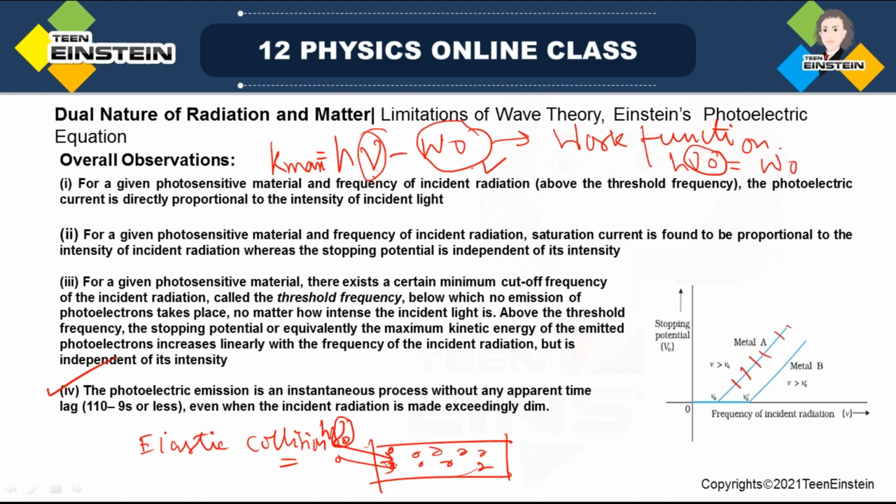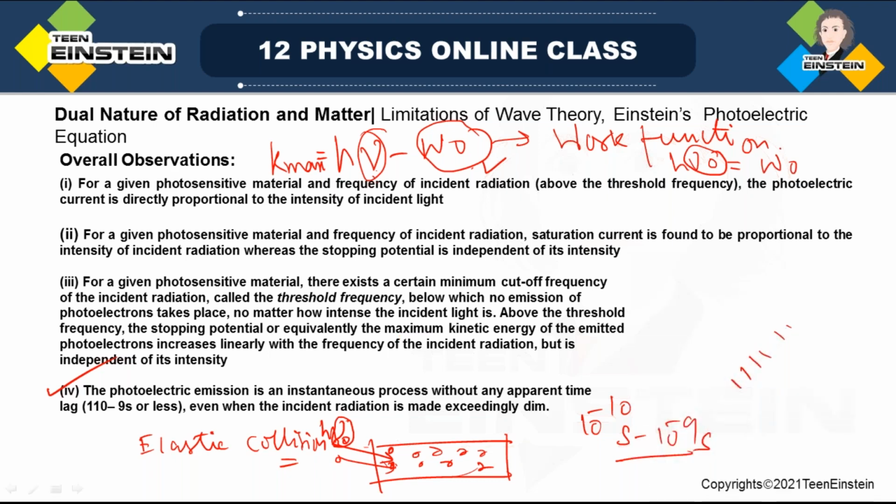That's how photoelectrons are emitted from the metal surface within about 10 to the power minus 10 second to 10 to the power minus 9 second, which is a very small fraction of time. So that's why it is an instantaneous phenomenon. So we can see how Einstein could explain all the experimental observations of the photoelectric effect.